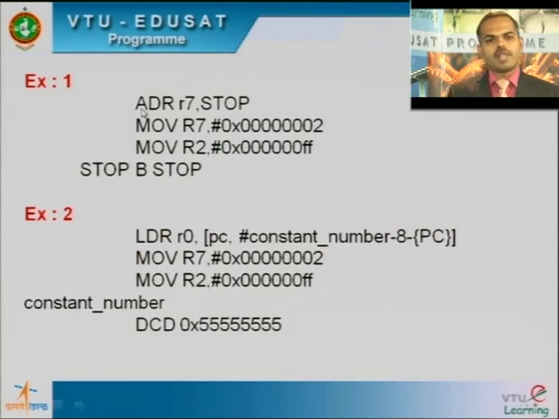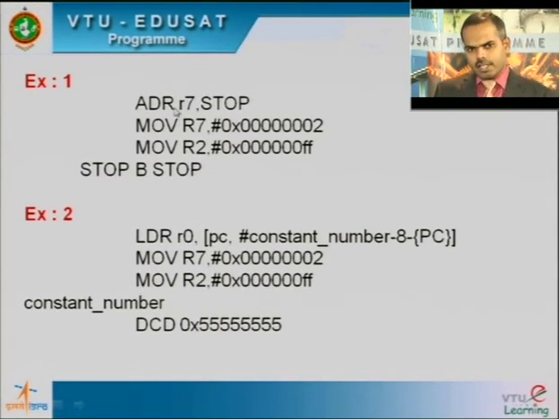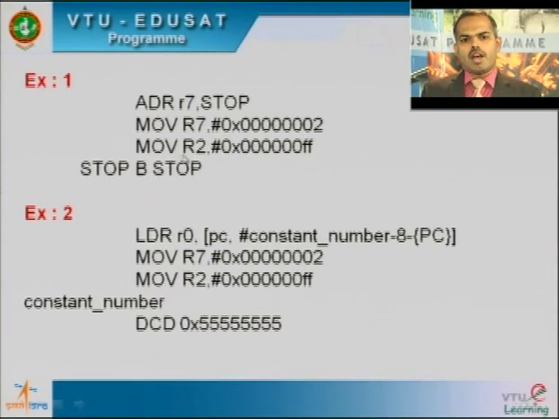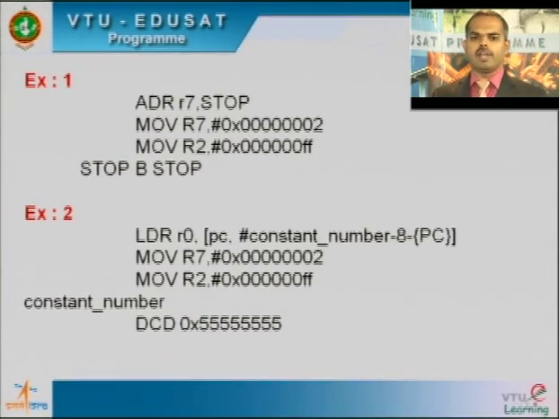See this, what we can write or how we can use this instruction in programming. ADR R7 comma stop. Stop here is a label used for the branch instruction. After this ADR R7 comma stop, we are just using two move instructions: MOV R7 comma hash 2, that is, R7 gets the value 2. MOV R2 comma hash FF, that is, register R2 gets the value FF. The last instruction is stop, B stop.